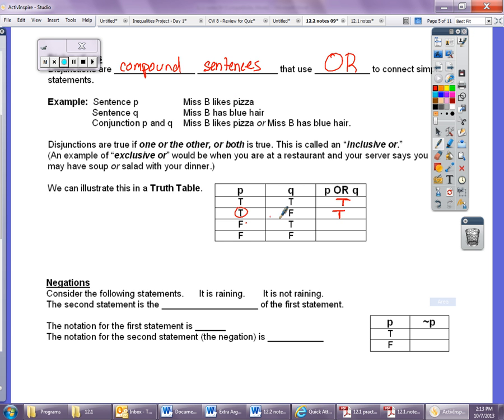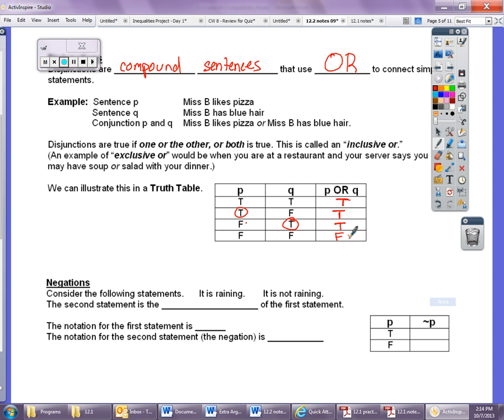If P is false but Q is true, Miss B has blue hair. One or the other, it's still true. If P is false, so she doesn't like pizza, and Q is false, she doesn't have blue hair, then Miss B likes pizza or Miss B has blue hair is false, because she doesn't like pizza and she doesn't have blue hair.